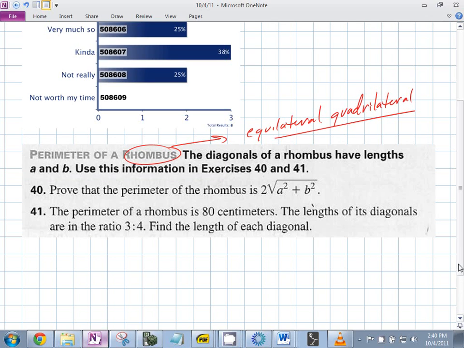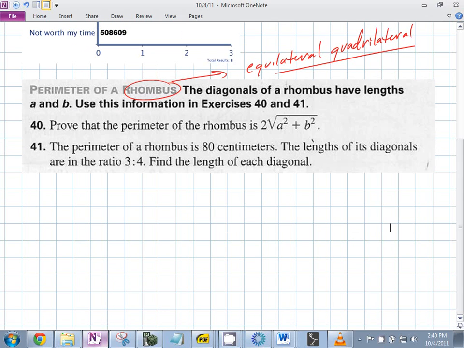Is a square a rhombus? Yes. Is a rectangle a rhombus? No. Could be. It has to have equal sides. Is a square a rectangle? It's a special rectangle. Yes. So therefore, can a rectangle be a rhombus? Yeah. Sure. Let's be careful.